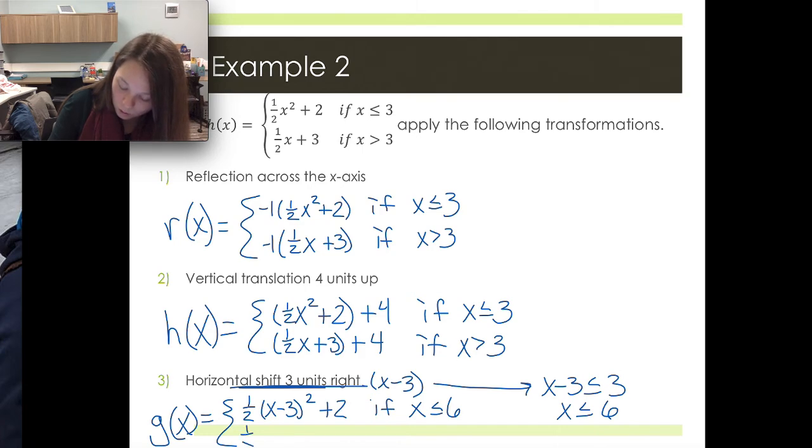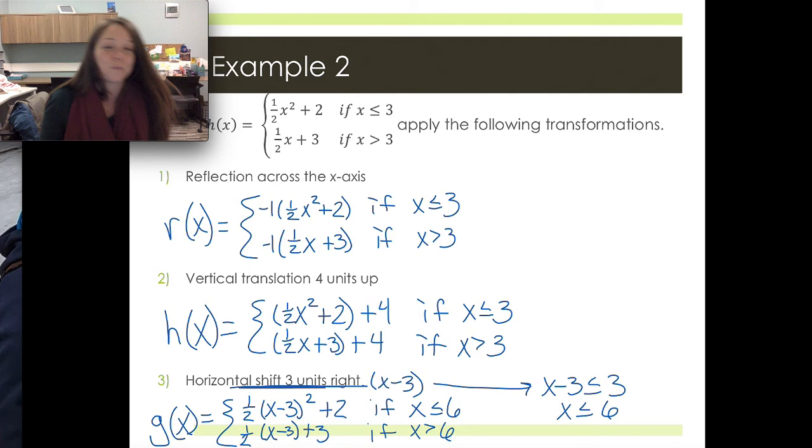The second one would be 1/2. Oops, and my stylus is not wanting to write. So it would be 1/2 x minus 3. And then plus 3, and that is if, and this one will end up being x is greater than 6.